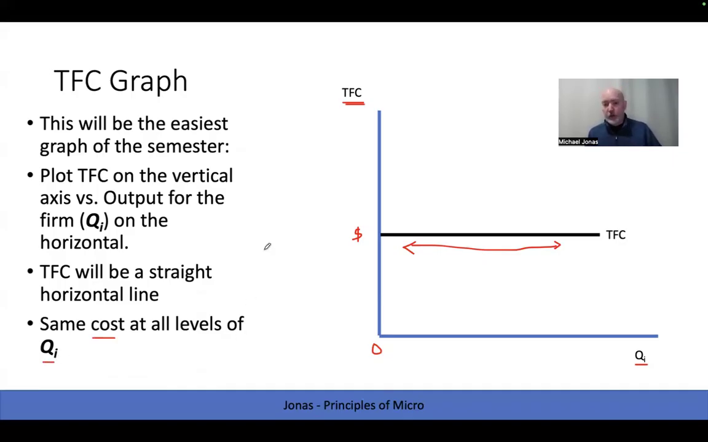Now, what we'll get to a little bit later is, in the long run, if I moved to a new facility that had a higher rent, well, that whole thing would shift up for my next short run period. Or if I moved into a smaller facility, that might shift down. But during the period of the short run, which is where we're operating, it's going to be this fixed value.